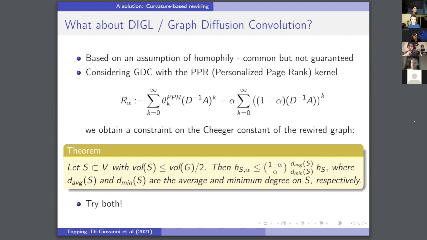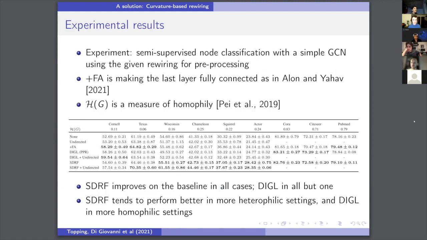All right, sweet. And now I believe we're coming to results. The experiments that we ran were semi-supervised node classification with a simple GCN using the given rewiring as pre-processing. Semi-supervised because you're using the graph structure across the train, validation, and test sets. The plus FA method is the last layer fully connected method from Alon and Yahav 2021. And HG, as we can see here, is a measure of homophily from Pei et al. 2019, which is the proportion of edges that link nodes of the same type, of the same label.